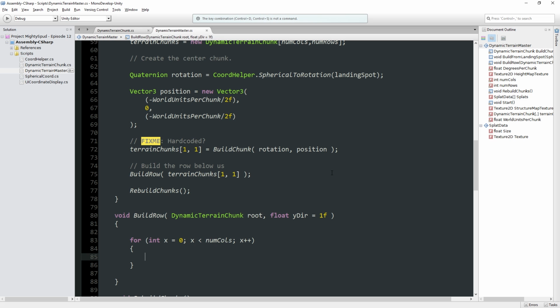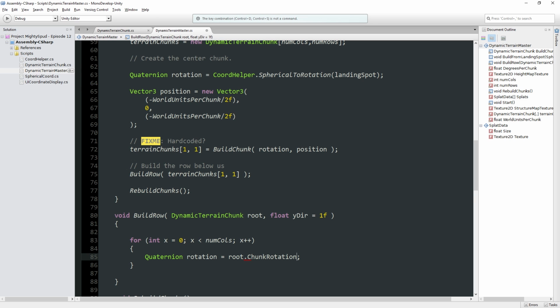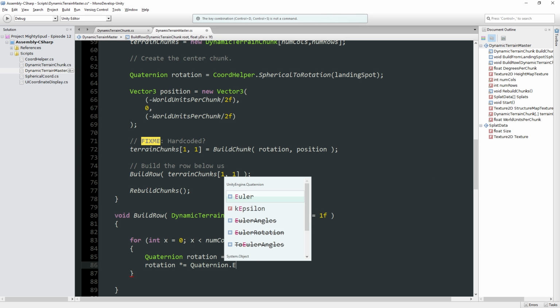So our rotation, right? We are going to use the root position. Actually, we don't need to do spherical to rotation because we can just get the root object, which is a dynamic terrain chunk, which has its chunk rotation value. So we're going to start there, but then we're going to take it and multiply it by a new rotation.